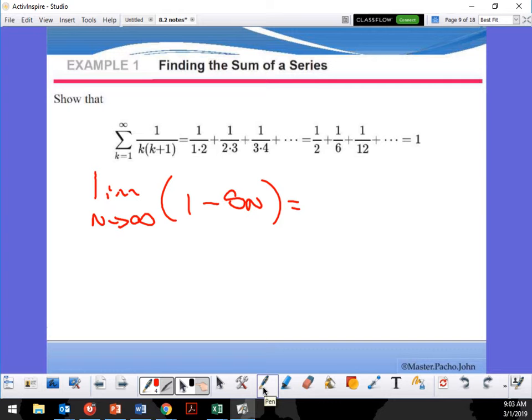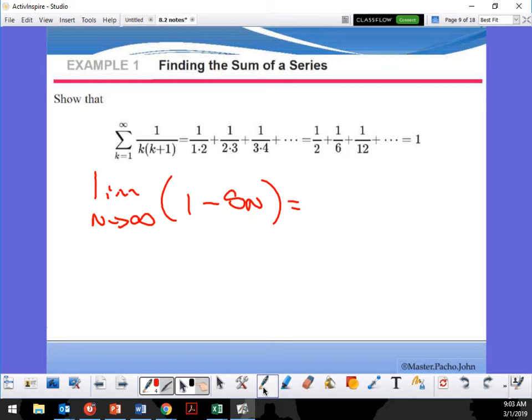Do you remember this one? Because I know we did a problem like this somewhere. Yes? Seems familiar? Yes or no? Hopefully. Okay, good.